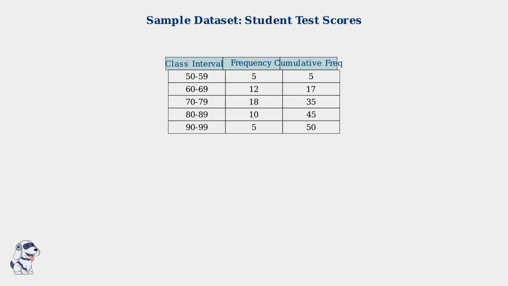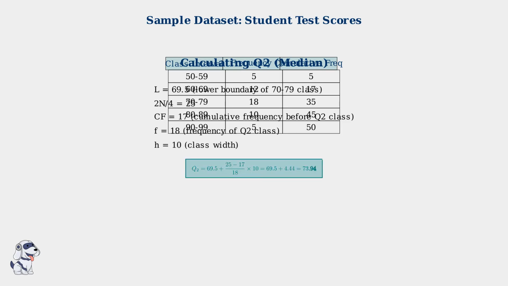Next, let's calculate Q2, which is the median. The 25th value falls in the 70-79 class interval. For Q2, we use the 70-79 class. The calculation gives us Q2 equals 73.94, which is our median value.